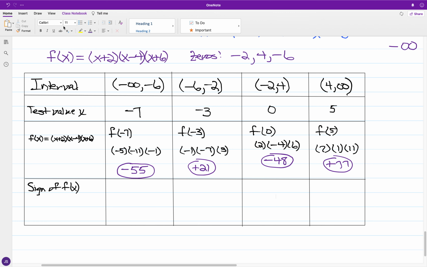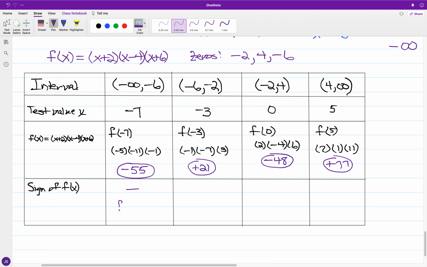So for what we have among the sign values, we have a negative, so f of x is less than 0. Next you have a positive, so you have f of x is greater than 0. Next we have a negative, so we have f of x is less than 0. And then we have a positive, whereupon we have f of x is greater than 0.